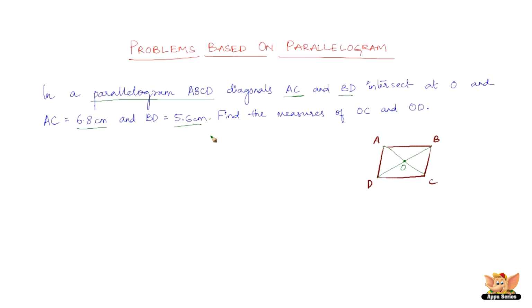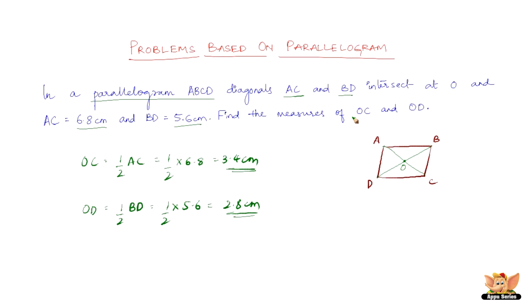So based on that, we need to find OC and OD, which is nothing but OC is equal to half of AC, and that is nothing but half into 6.8, which is 3.4 centimeters. And OD equals half of BD, which is half into 5.6 centimeters, which is 2.8 centimeters. So therefore, we found OC to be 3.4 centimeters and OD to be 2.8 centimeters. Let us go to another problem.